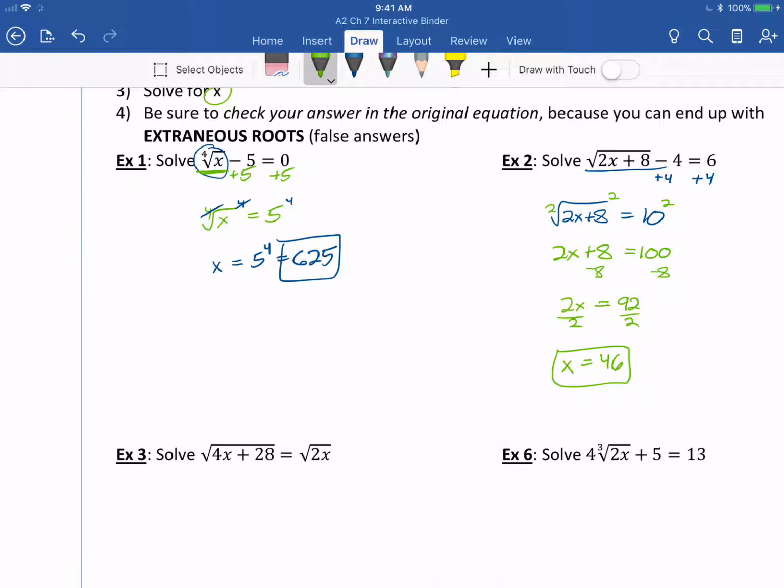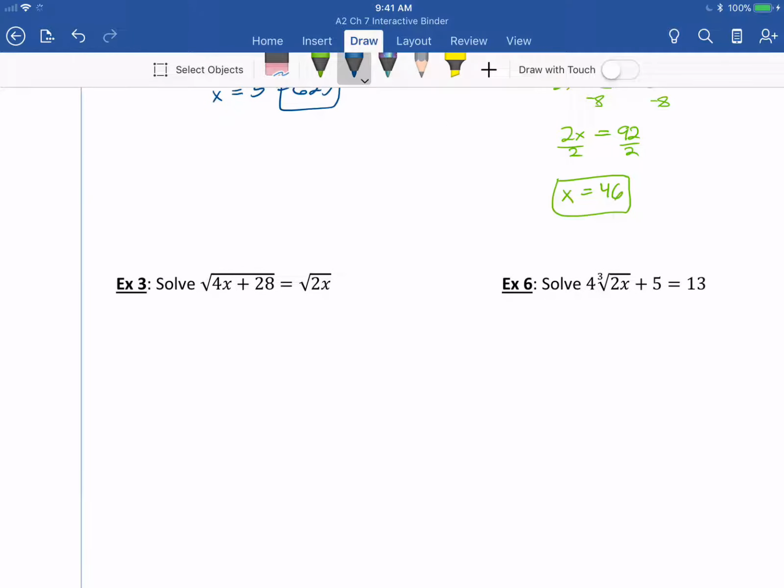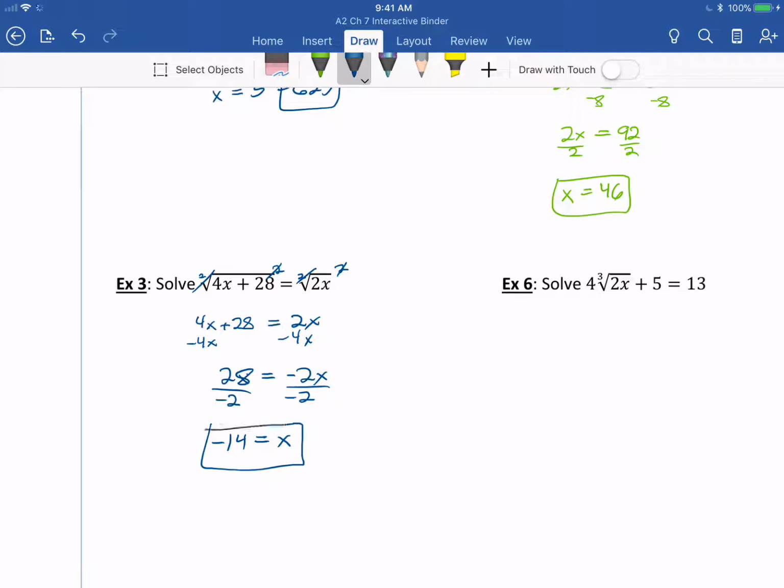Number 3 is a little bit different because you have radicals on both sides. Since they're both square roots, I can just square both sides. It's kind of nice that those both just go away. So now I just worry about 4x plus 28 being equal to 2x. Because if they're both being square rooted, you can just look at what's underneath the square root to make that the same. So here I'm going to subtract that 4x to the other side because the 2x is all alone. So now I have 28 is equal to negative 2x. Divide by the negative 2. So I have negative 14 is equal to x.